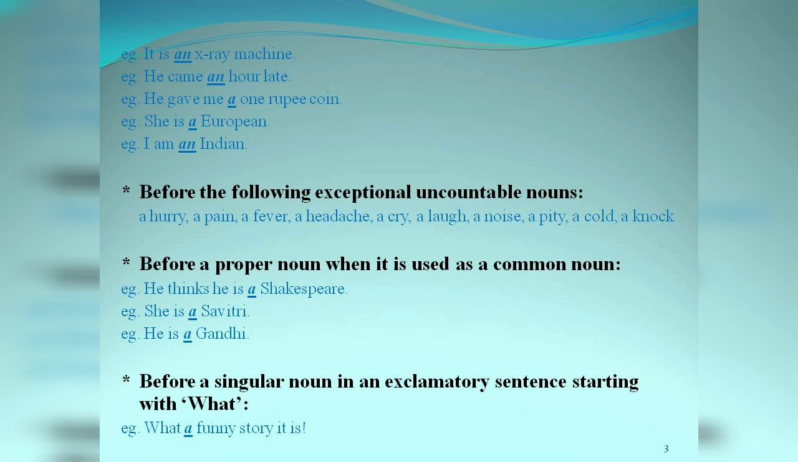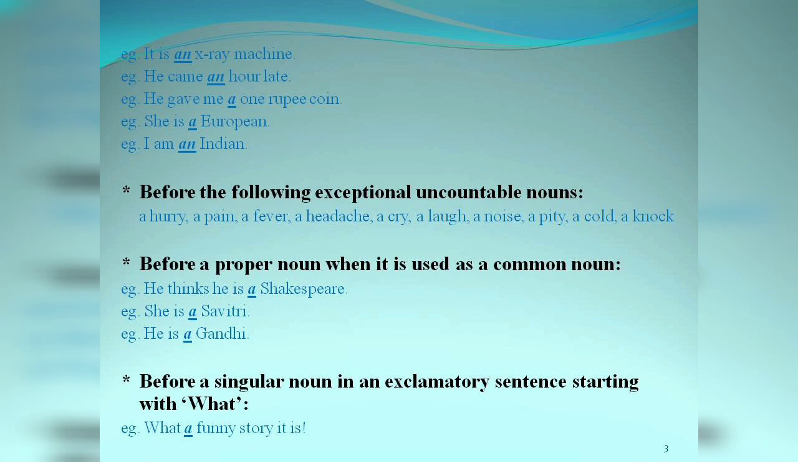Second sentence says she is a Savitri, means she is a lady like Savitri. She herself is not Savitri, she is a lady like Savitri. So here the proper noun Savitri has been used as a common noun. Similarly, in the next sentence, he is a Gandhi. He himself is not Gandhi. He is a Gandhi, means he is a person like Gandhi.